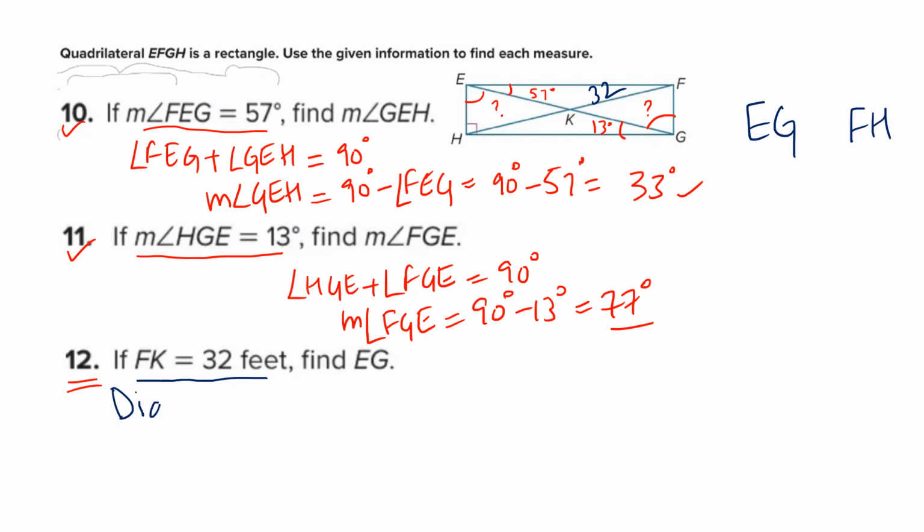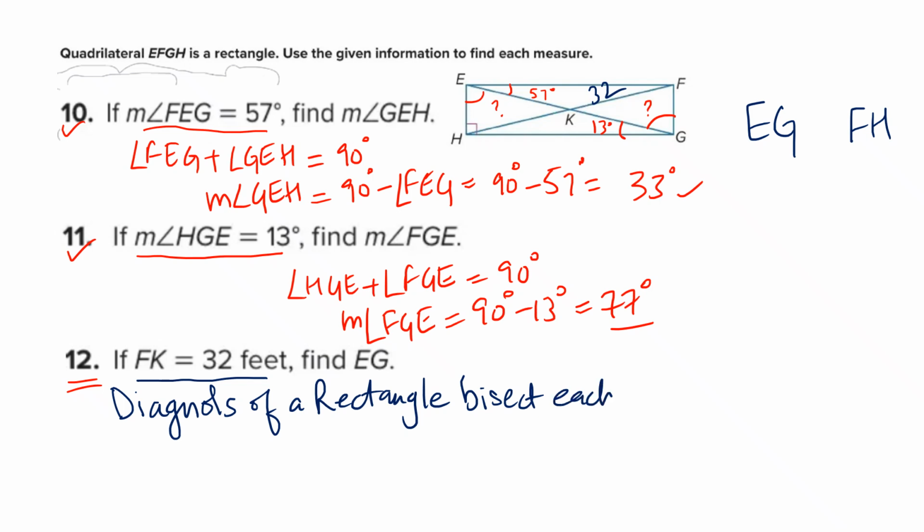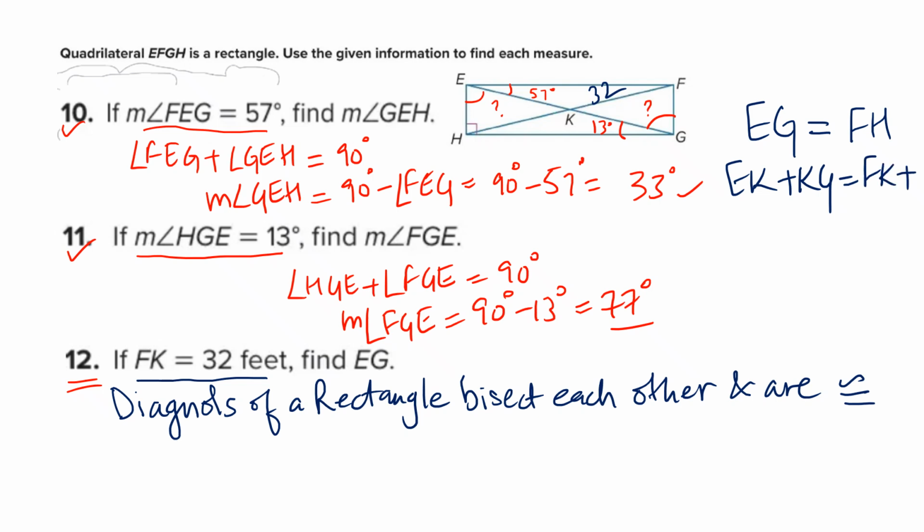Let me write it. The theorem that I use for this last part is that diagonals of a rectangle bisect each other. Bisect means they divide into two equal parts and are congruent as well. So can I say their length is equal? Definitely yes. That means if I divide these diagonals into the two parts which are given, for example, EG has two parts, EK and KG, and FH has two parts, FK and KH.